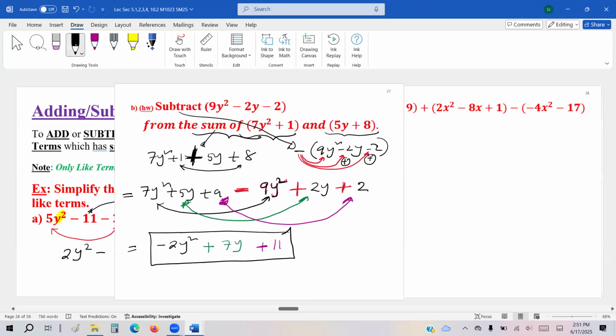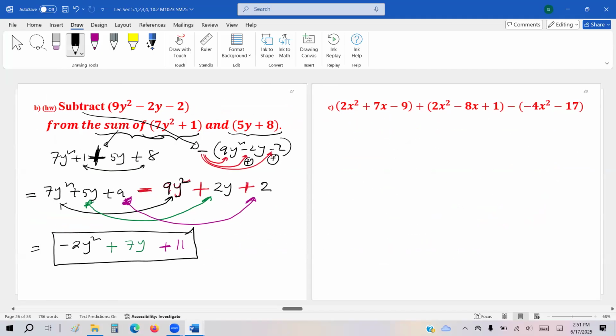So this is easy. You try this one, and then we are going to the multiplication. And you'll have this in the exam. Not the same question, but similar. What time is it? 2:51.